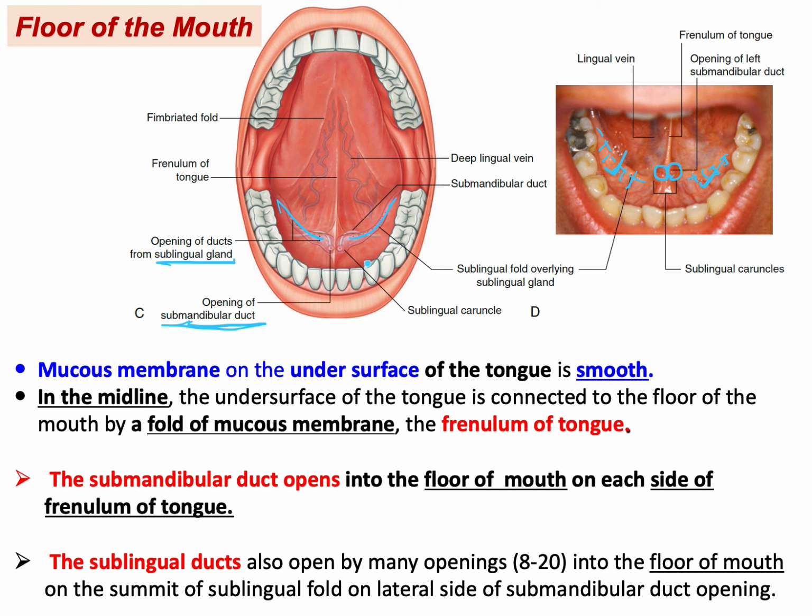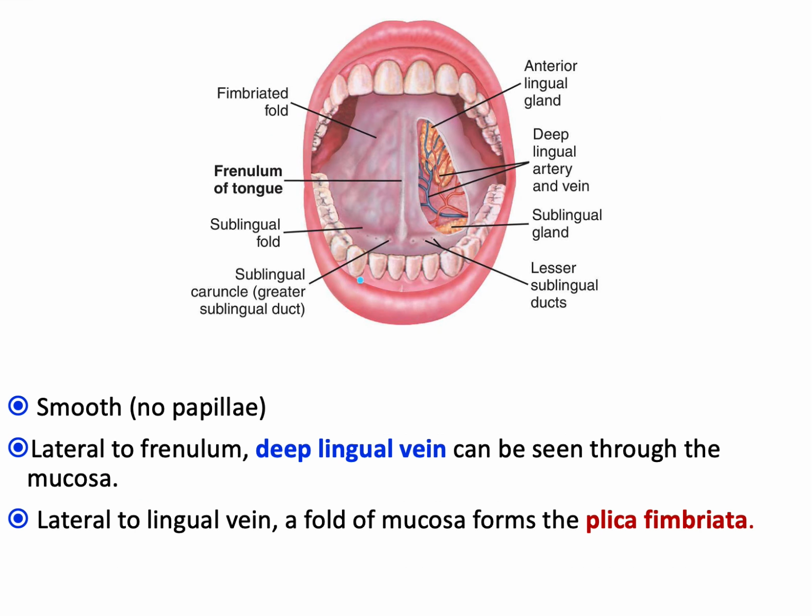What else do we have, guys? Again, the floor is smooth. The ventral surface or the undersurface of the tongue is smooth. No papillae, guys. And again, this is the fold of mucous membrane on the ventral surface of the tongue that's known as the frenulum of the tongue, and just lateral to it, still look at the mirror and raise your tongue up again and look lateral to the frenulum of the tongue.